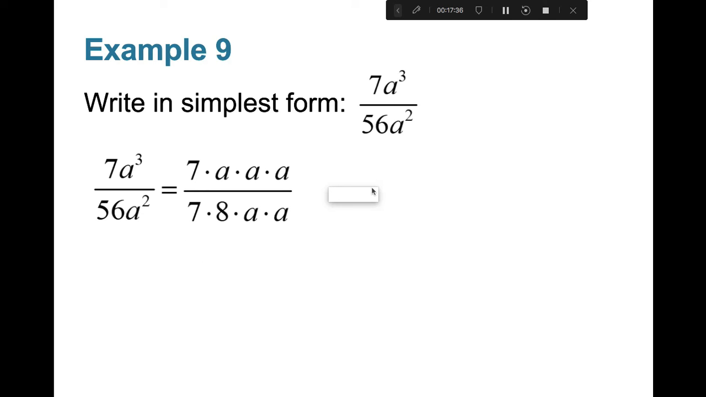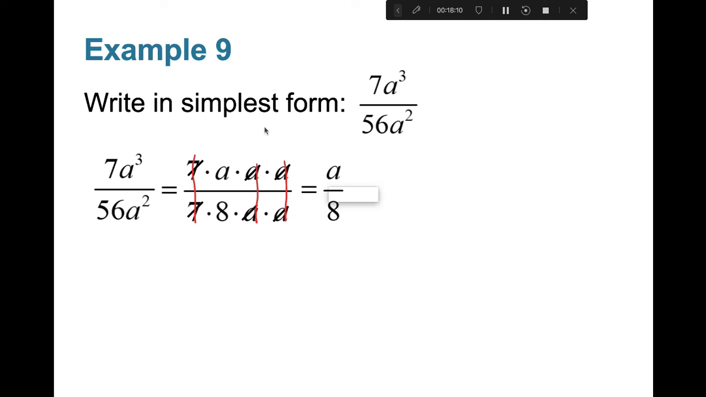This is the same as what we were just doing. If there's anything there that we can cancel out, we can cancel if it's on the top and the bottom. So we have a 7 here. We can cancel out and we have an a and we have an a. We can just get rid of those because they're on both top and bottom. So when we reduce that down, we end up with just one a left on top and an 8 left on bottom.